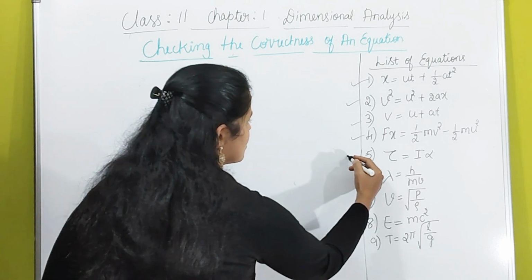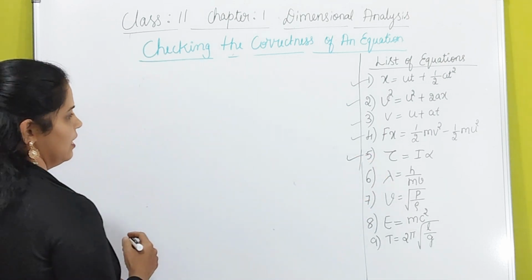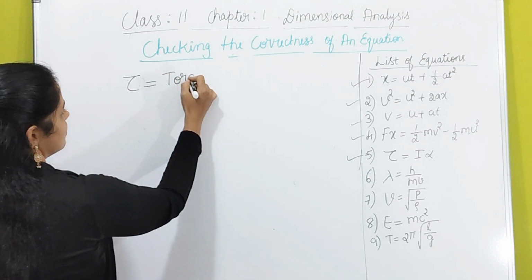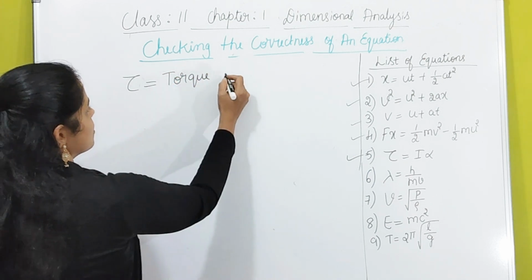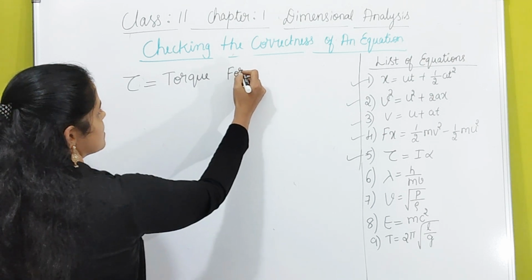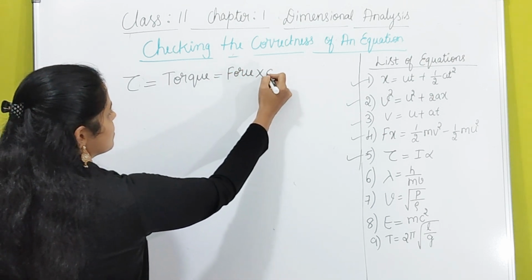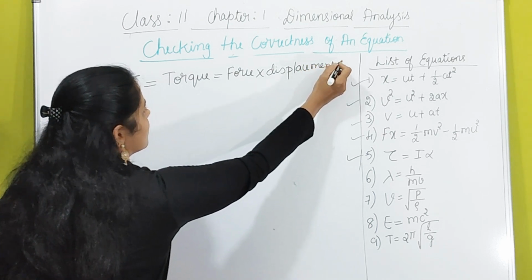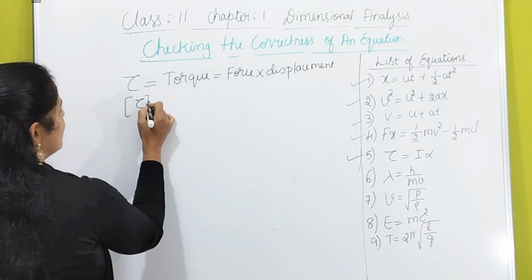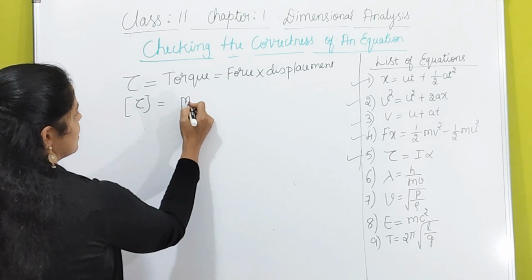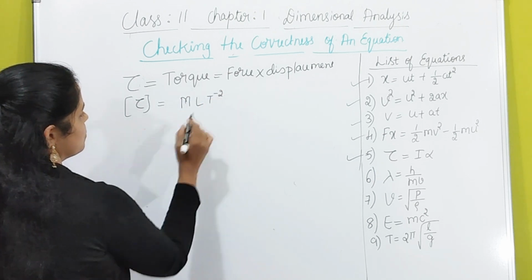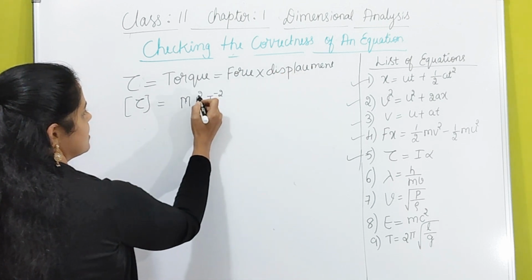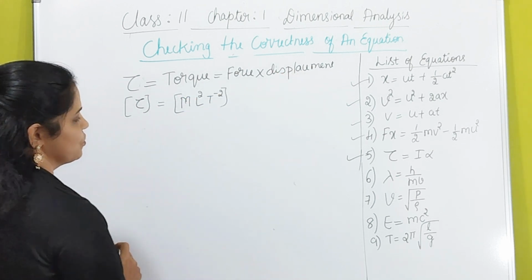Now the next question is, tau is I alpha. What is tau? Tau is nothing but torque. Torque is force into displacement. What is the dimensional formula of torque? The dimensional formula of force is MLT minus 2, into displacement, so I'll write M L square t minus 2.